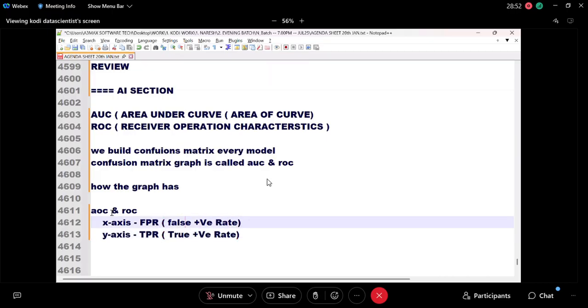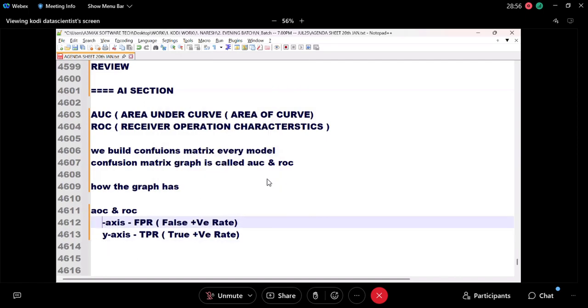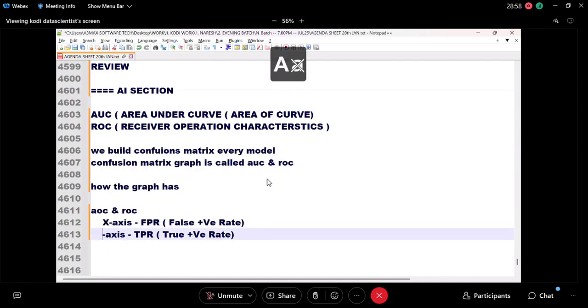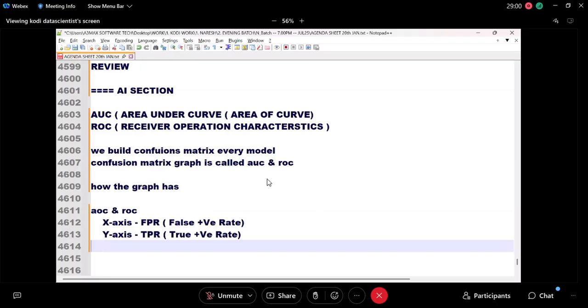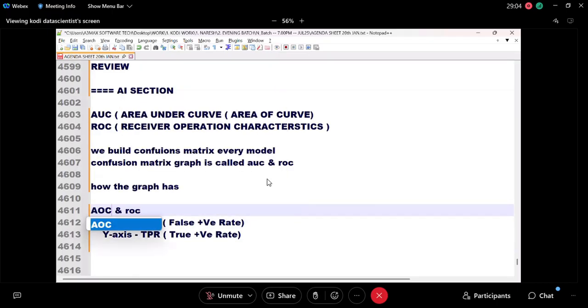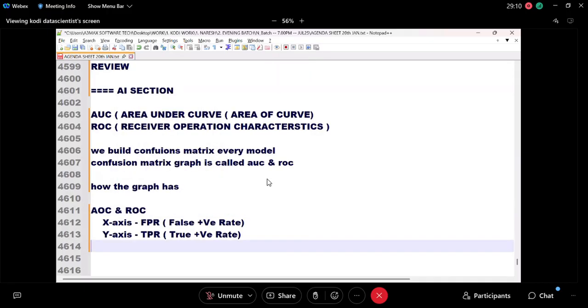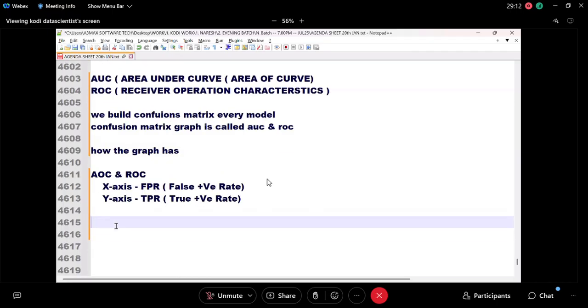Understand? So this is false positive rate. This is true positive rate. I hope you understand, guys. Great. So the next one, AUC, and the second one is ROC. AUC curve and ROC curve. X-axis and Y-axis: FPR and TPR. Are you guys clear now?